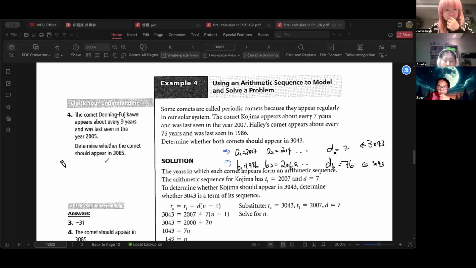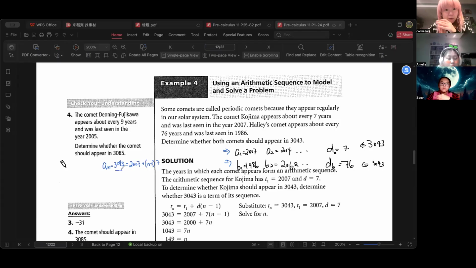So to see if a number exists in the A sequence or the B sequence, we have to have the formula. The formula is the general formula, right, Zoe? So I want to know if 3043 is part of this. I know the first one is 2007, right? Plus n minus 1 times d, which is 7. Correct?